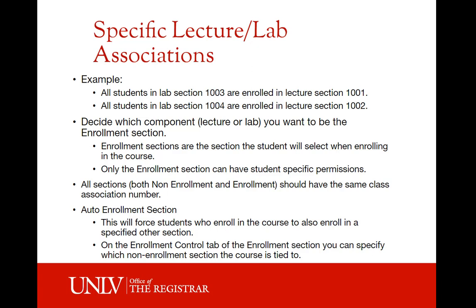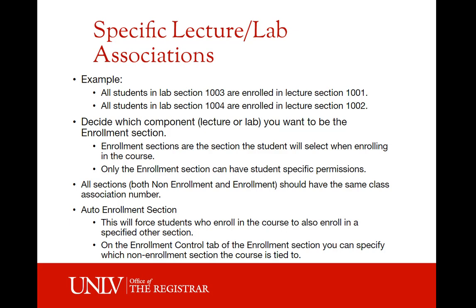The first combination is specific lecture and lab associations. Use this selection if you want to pair a specific lecture with a specific lab. First, you will need to determine which component will be the enrollment section. The enrollment section is the one the student will select from the class search. If you are granting student-specific permissions, they will be added to the enrollment section. It is also the component that will carry credit, so when the instructor is ready to submit grades, they will enter them on the roster, which will be found on the enrollment section.